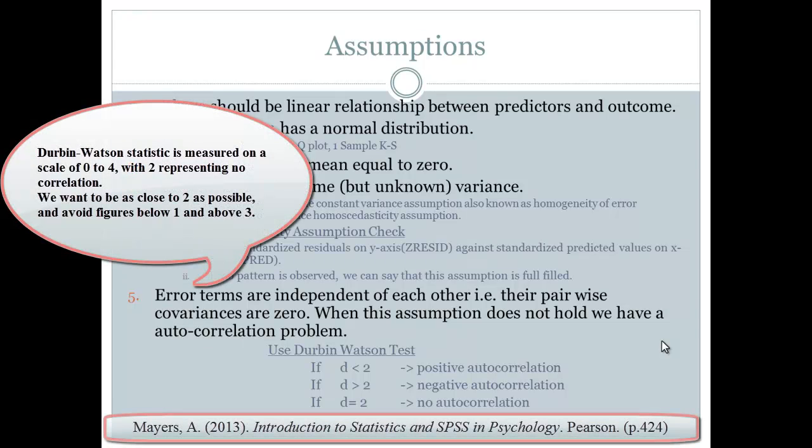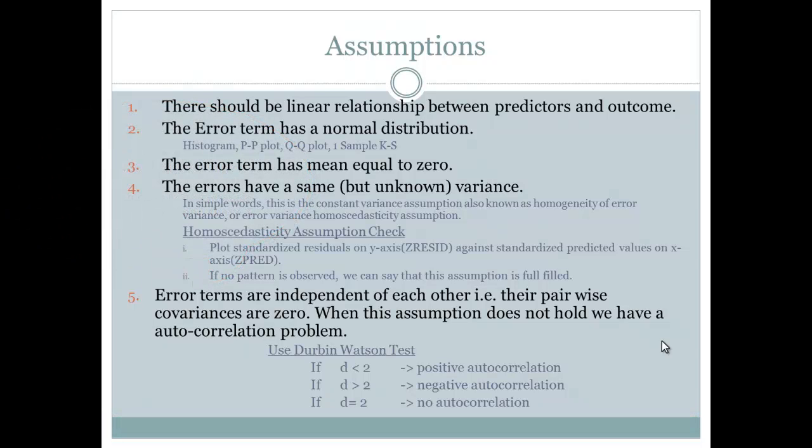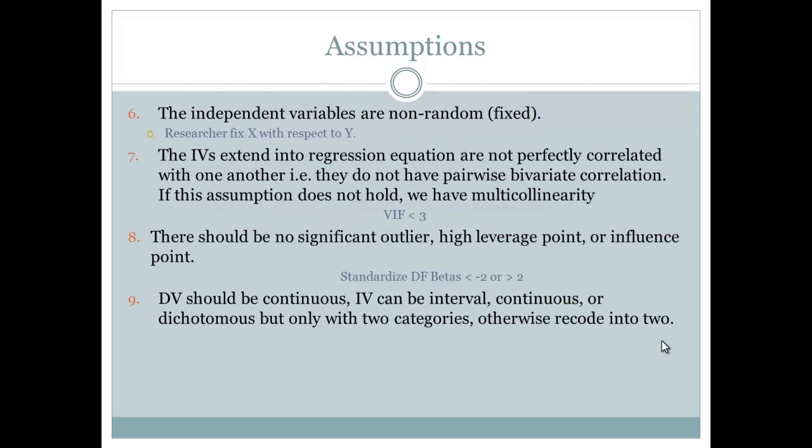Fifth, error terms are independent of each other, that is, their pairwise covariances are 0. When this assumption does not hold, we have an autocorrelation problem. We'll test it later on in SPSS. Now these are the standards, so you can see later on. Sixth, the independent variables are non-random and fixed. This assumption is satisfied only when the experimenter can set the values of independent variables at predetermined levels.